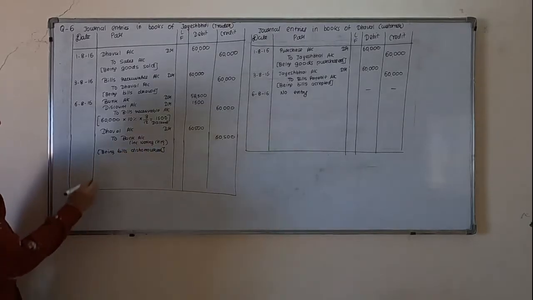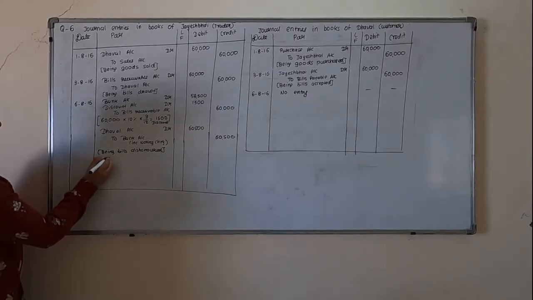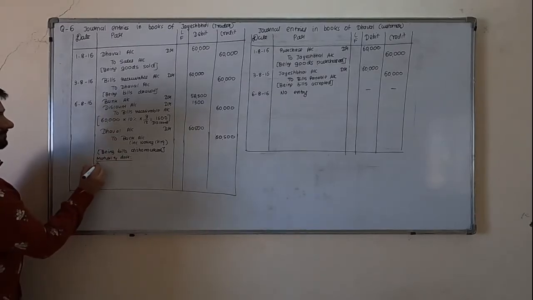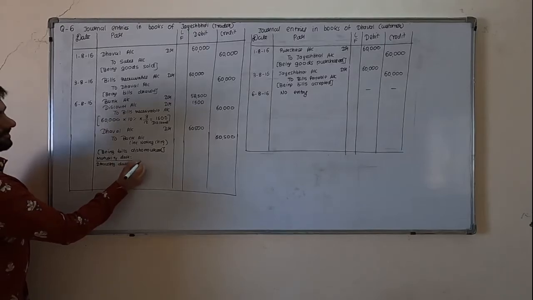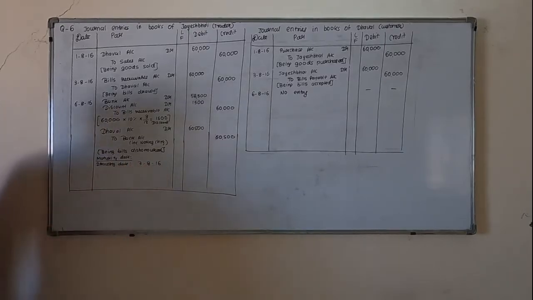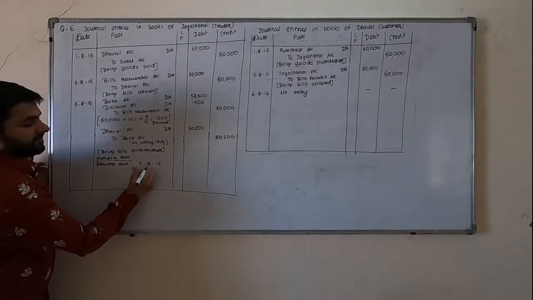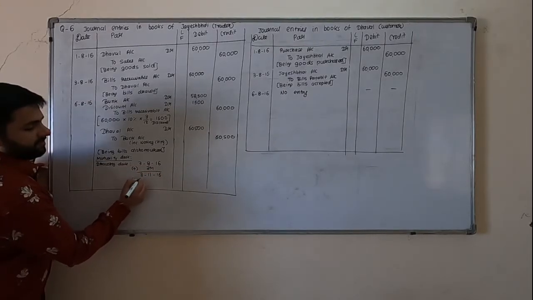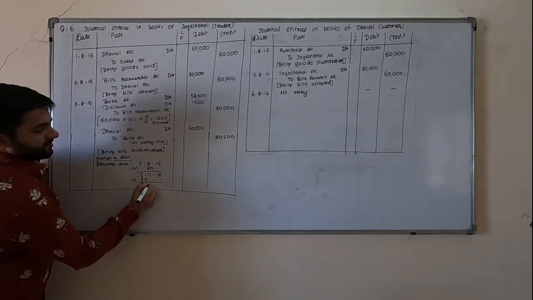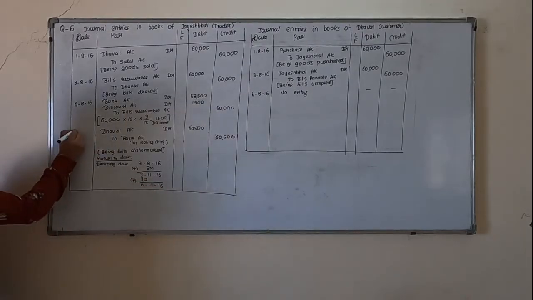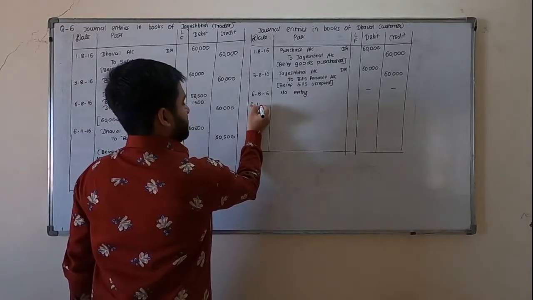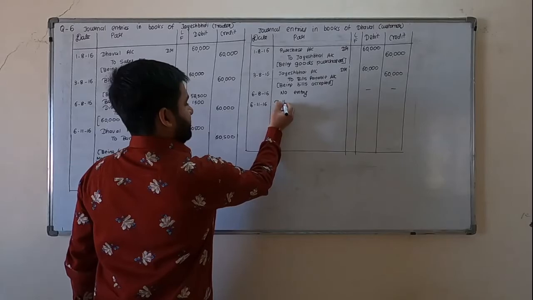Now what will be the maturity date? For the maturity date, we need the drawing date. The drawing date was 3/8/16. The bill was for 3 months, so it will be 3/11/16 plus 3 days of grace, so 6/11/16. So here it will be 6/11/16. Here also 6/11/16, a fixed entry.